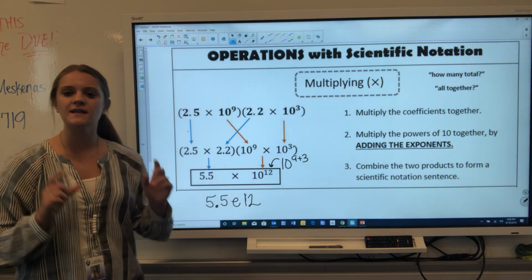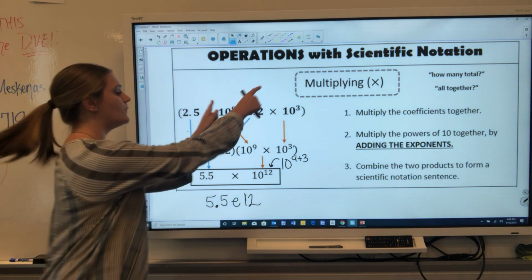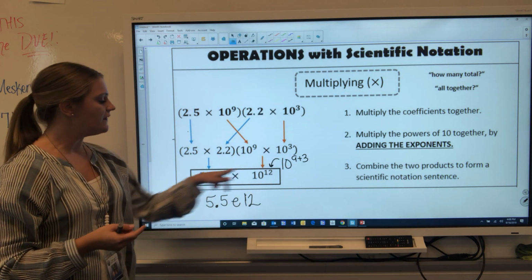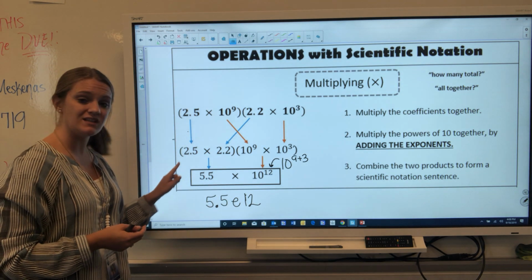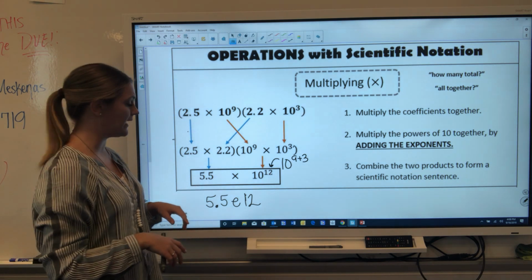So when you're multiplying scientific notation expressions, you're going to multiply the coefficients together, multiply the powers of 10 together, which means use your exponent rule, your product rule, and then you combine them to make your final sentence. Now sometimes this coefficient is not between 1 and 10, and that's when you'll have to do a little fixing, which you'll see in a little bit.